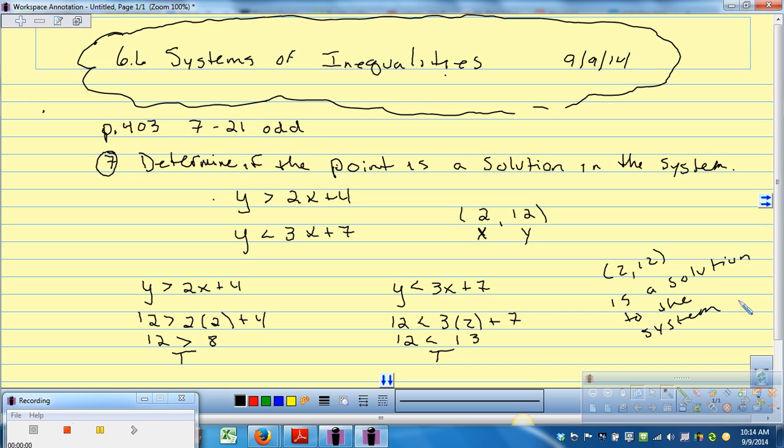So just like in National Treasure, that means that (2, 12) would fall in all the overlapping shaded areas. Right? Where all the different colors overlap. All right, questions on 7? Are you okay with that?